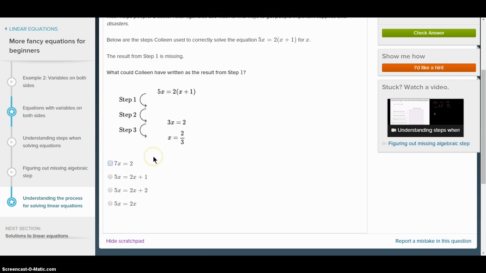Alright, looks like we're going to find the missing step again. The first thing we're going to do here is distribute. So we're going to have 2 times x, and then 2 times 1, so that's 2. So we'd have 5x, and that would equal 2x plus 1. And let's see if that's what we got over here. 5x plus, alright, 2x plus 1, there we go.